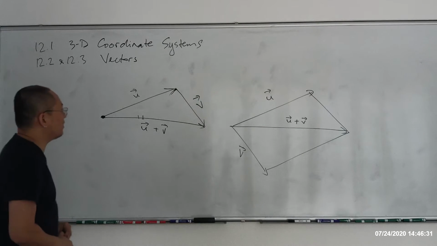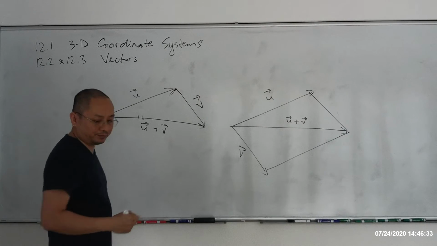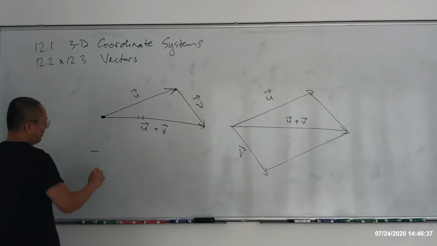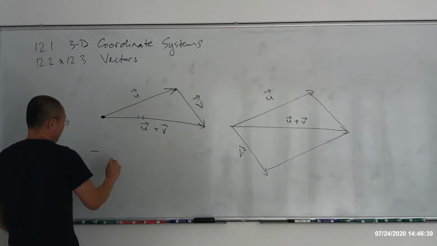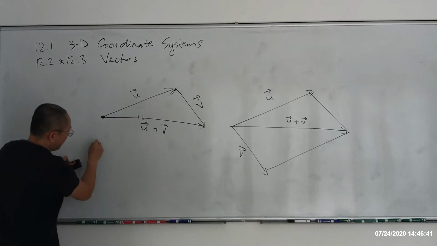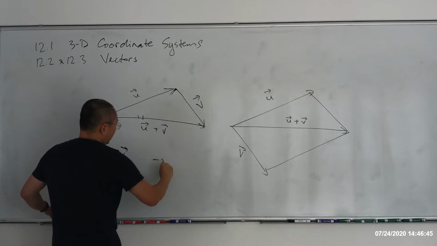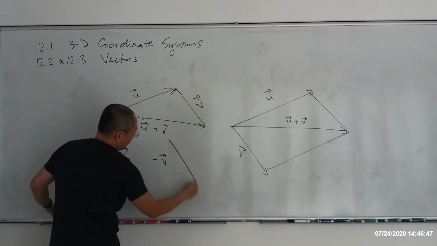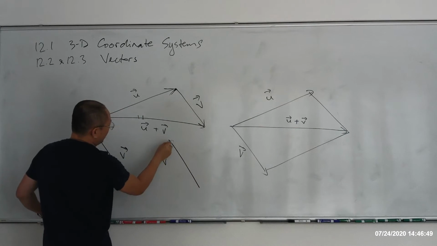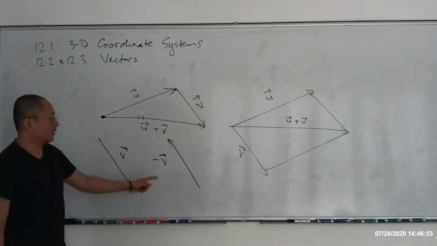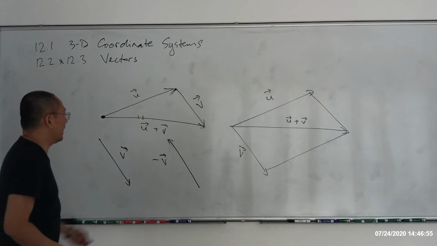Okay, that's how you add using geometry. And what do we mean by minus? Well, the opposite, right? So if v is right here, this is my v, negative v is going to be this. Same direction. I'm sorry, same magnitude, but the opposite direction. Same vector. Okay. Negative v. And now you have negative v.